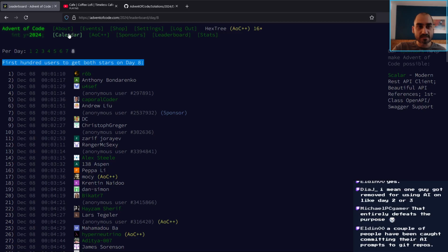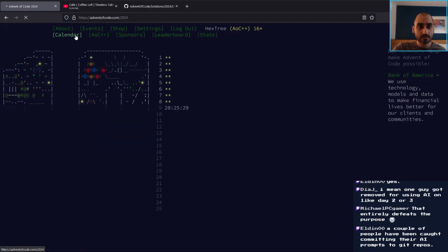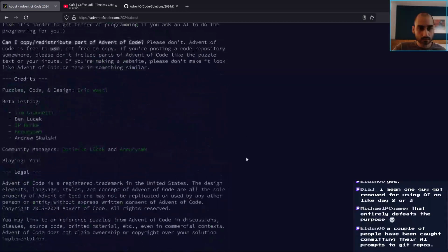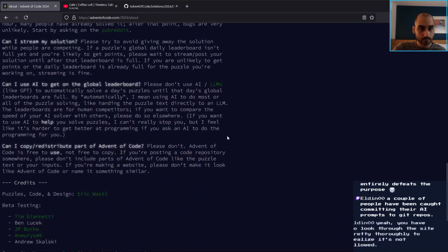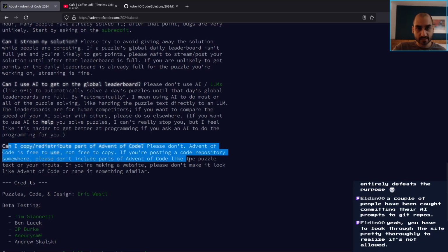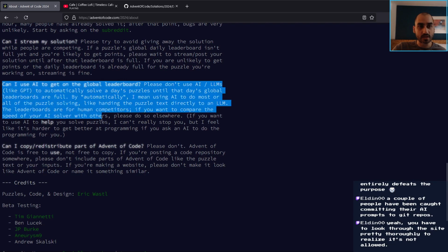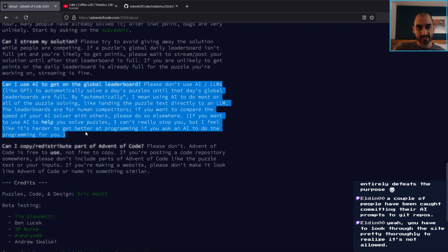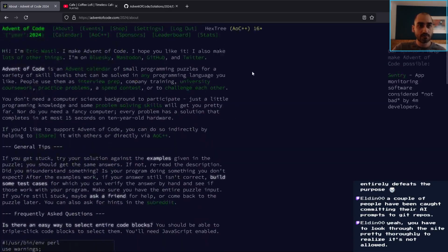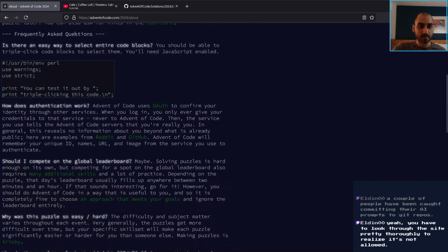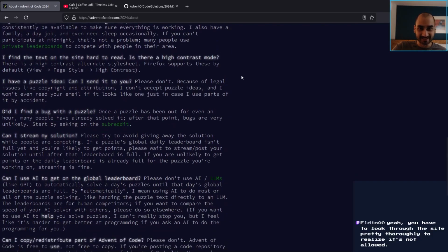I mean, where even is the FAQ? About? Here it is. Here is the only bit which explicitly tells people not to use LLMs. But most people are not going to read all this, let's be realistic.